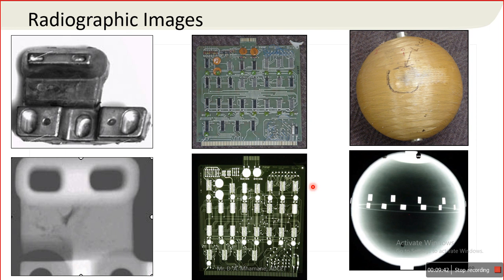But if you consider magnetic particle testing, it needs a ferromagnetic material only, because the first condition in magnetic particle testing is that the material should be magnetized first. So you can't check this printed circuit board or this composite material with the help of magnetic particle testing. So as far as the radiography technique is concerned, we can check multiple types of materials through this technique.